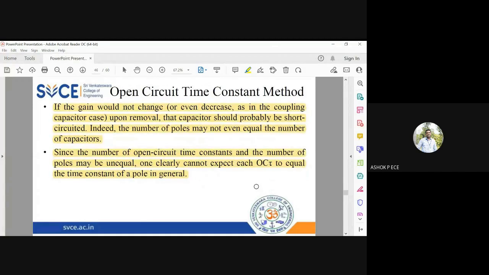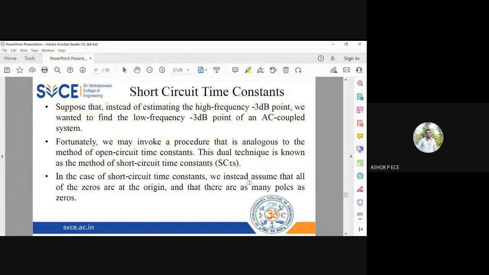So that is going to be the open circuit time constant method. It is very simple. And the short circuit time constant, as I said, the concept is going to be the same, and it is going to estimate the low frequency point. So remember, OC is going to estimate FH or FU, the higher cutoff frequency or upper cutoff frequency, whereas short circuit time constants are going to estimate the lower cutoff frequency, FL, or F lower.